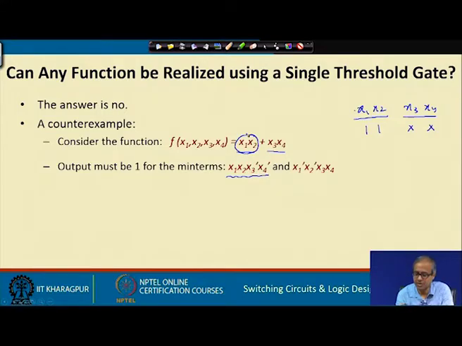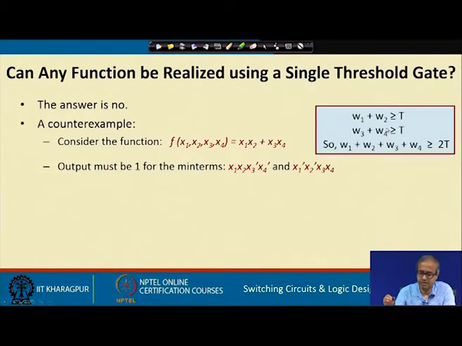But because we are talking about a threshold gate, we are talking about the minimum. What is the minimum weighted sum? The minimum weighted sum will happen if these two are 0 0. So, let us take that 0 0 part, x3 bar x4 bar. Similarly, for x3 x4 we take x1 bar x2 bar. Let us take these two min terms. If we take these two min terms, the output is supposed to be 1.